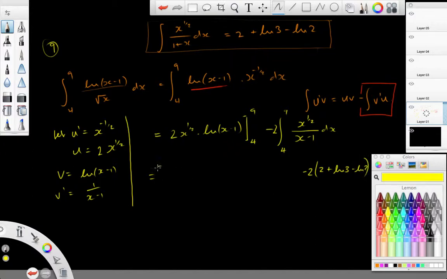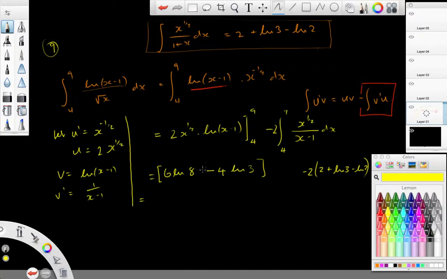So what does this turn out to be? Well, when we do it to 9, x to the power of a half is 3, times by 2 is 6, log of 9 minus 1 is 8. Right, minus 2 times this to the power of a half is 4 log of 3. So 6 log 8, minus 4 log 3, minus that.